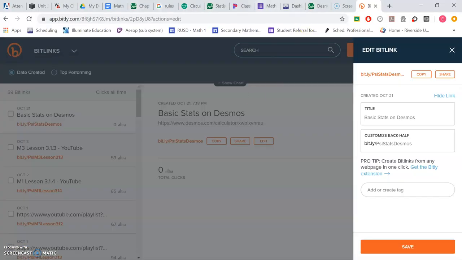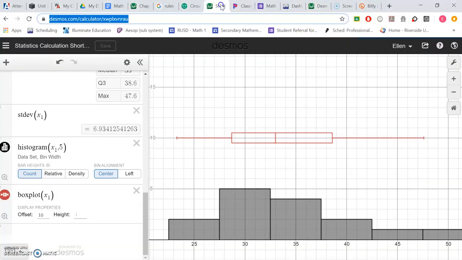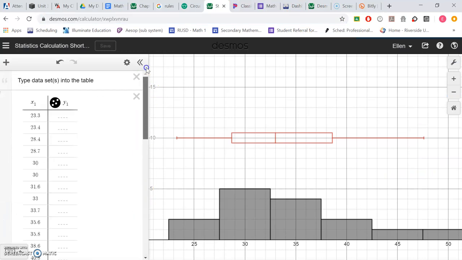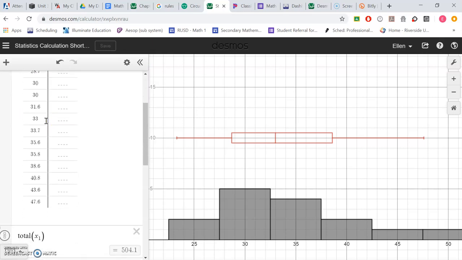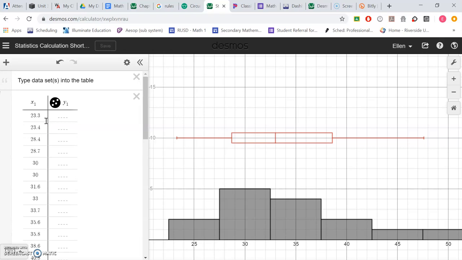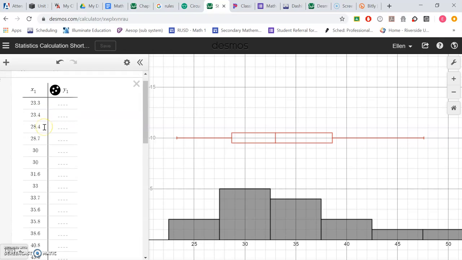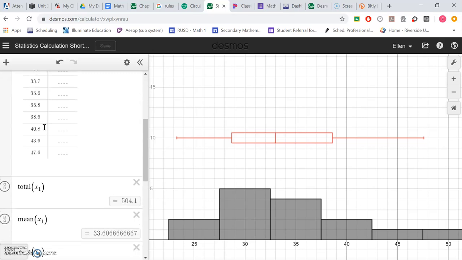And then what will pull up is this worksheet. It says type data sets into the table. On your homework, the one I've done here is problem number 1. Notice how I've only typed it in for x1. We actually don't want to type anything for y1. So for each problem, you're going to remove the x1 data and replace it.